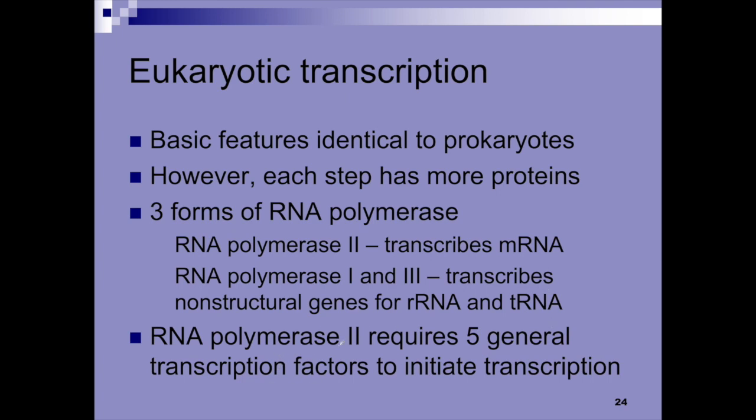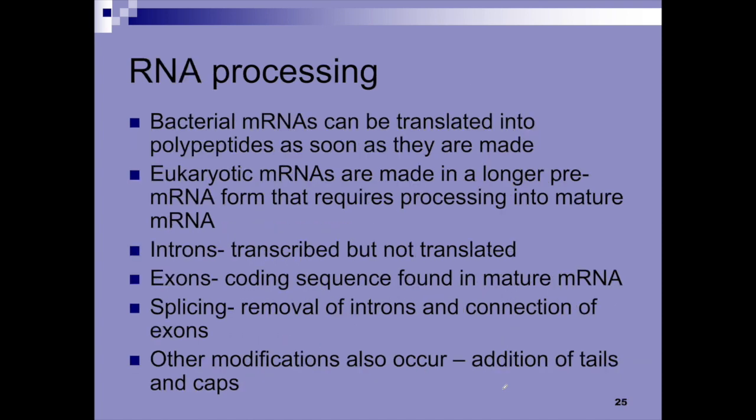RNA polymerase 2, that transcribes our messenger RNA, is going to require 5 general transcription factors for initiation. Whereas the prokaryotic cells really only required 1 transcription factor, that sigma factor, in eukaryotic cells we have 5 general transcription factors, which is the equivalent of kind of 5 sigma factors, in addition to transcription factors that are specific to specific genes.